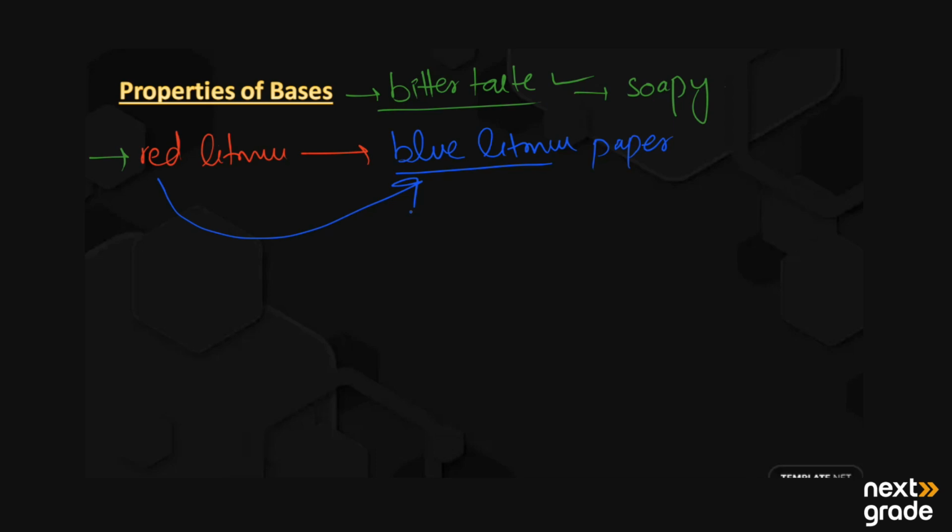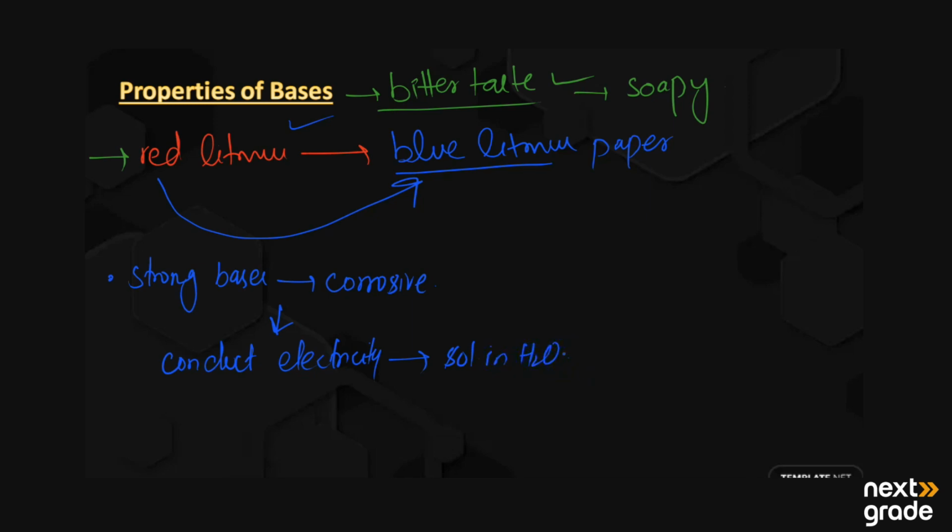This change of color of an acid base indicator can also be demonstrated with the help of a reaction. Next, strong bases are corrosive, and they can conduct electricity. They can conduct electricity when we have their solution in water. So this is also a property of bases, that they can conduct electricity as well.